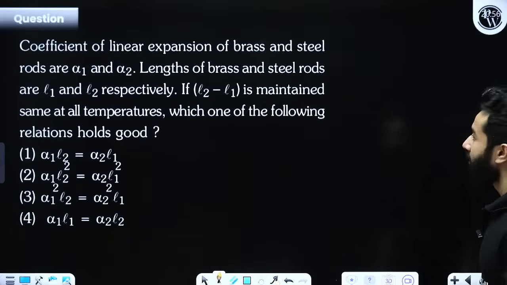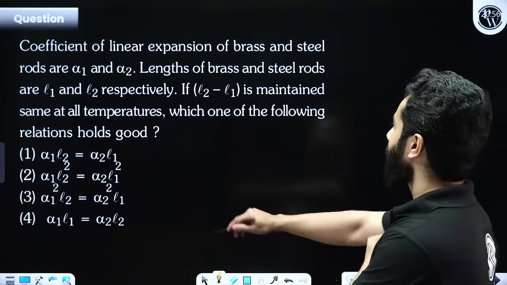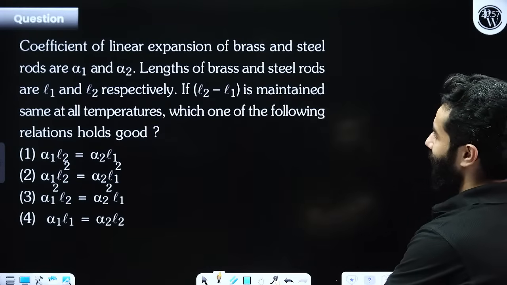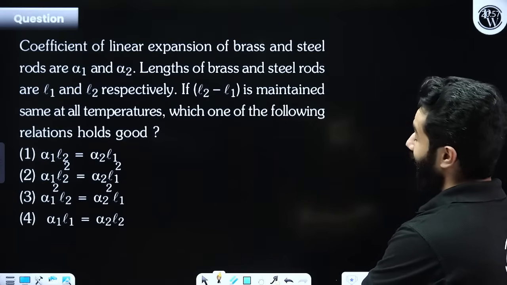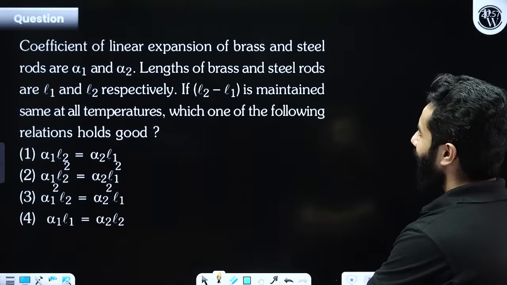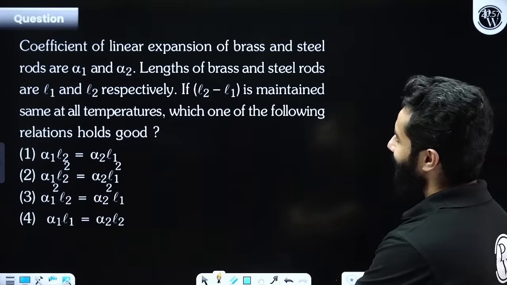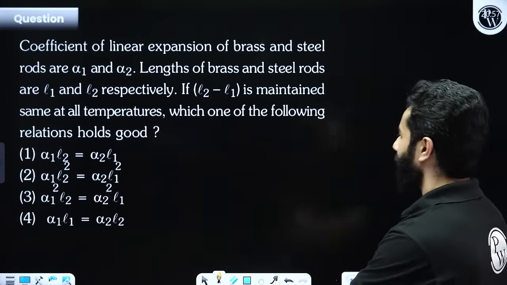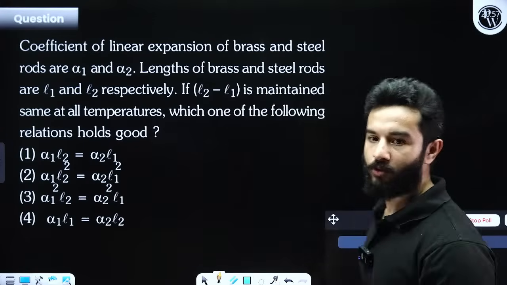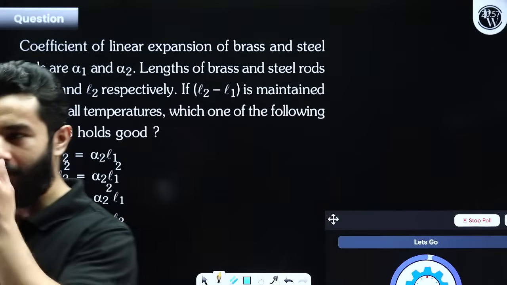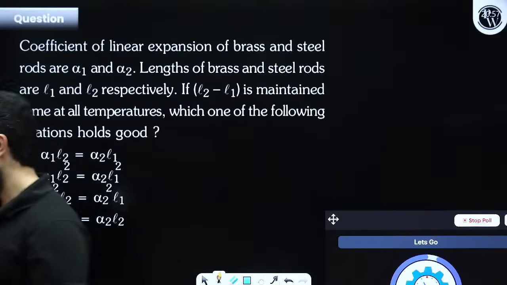Next question. Next question is coefficient of linear expansion of brass and steel are alpha 1 and alpha 2. Length of brass and steel rods are L1 and L2. If L2 minus L1 is maintained same at all temperature, which of the following relations hold good? Let's find it out. 90 seconds. Come on. Quick. Next question. Be quick. Solve this particular problem.